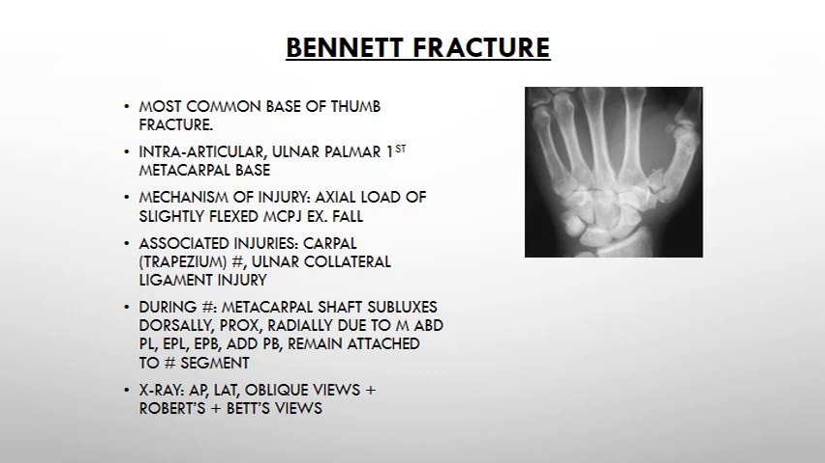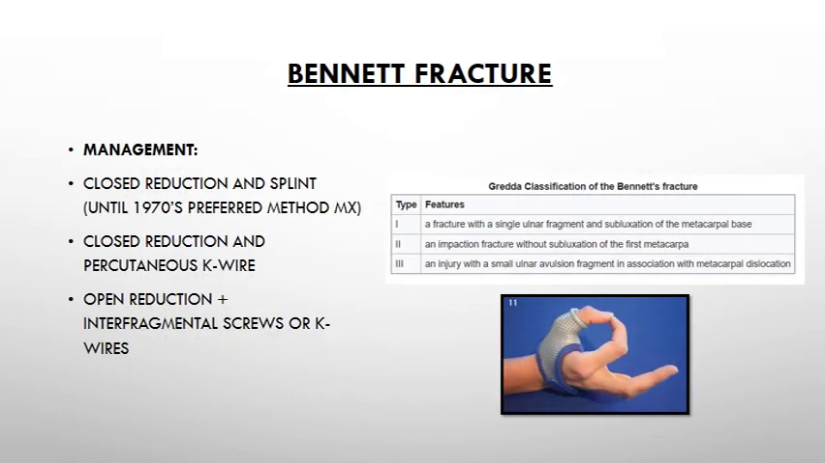The x-rays that you will require to diagnose a Bennett's fracture are an AP view, lateral, oblique views, and also two different views, a Roberts and a Betts view. There is a Gedda classification of Bennett's fractures. A type 1 is when a fracture has a single ulnar fragment and subluxation of the metacarpal base. A type 2 is an impaction fracture without subluxation of the first metacarpal. Type 3 is an injury with a small ulnar avulsion fragment in association with metacarpal dislocation.